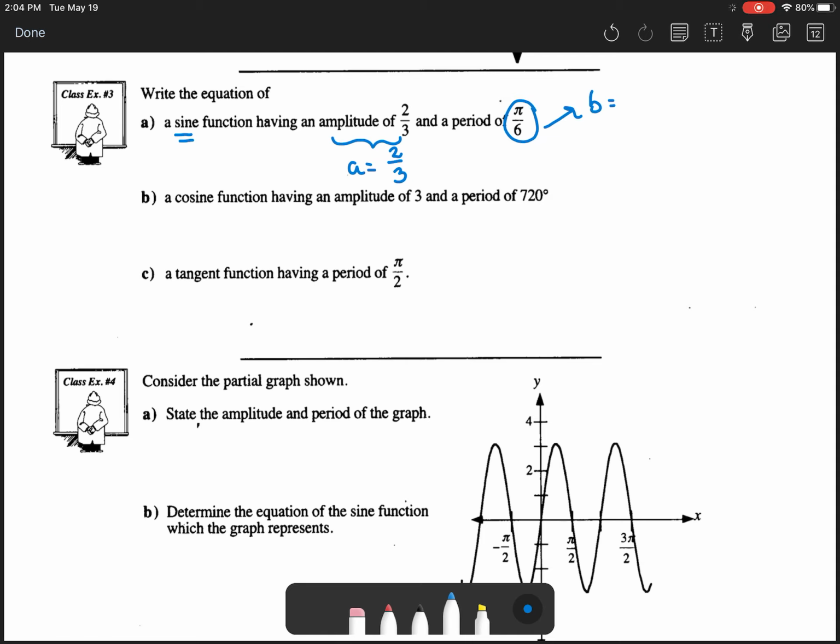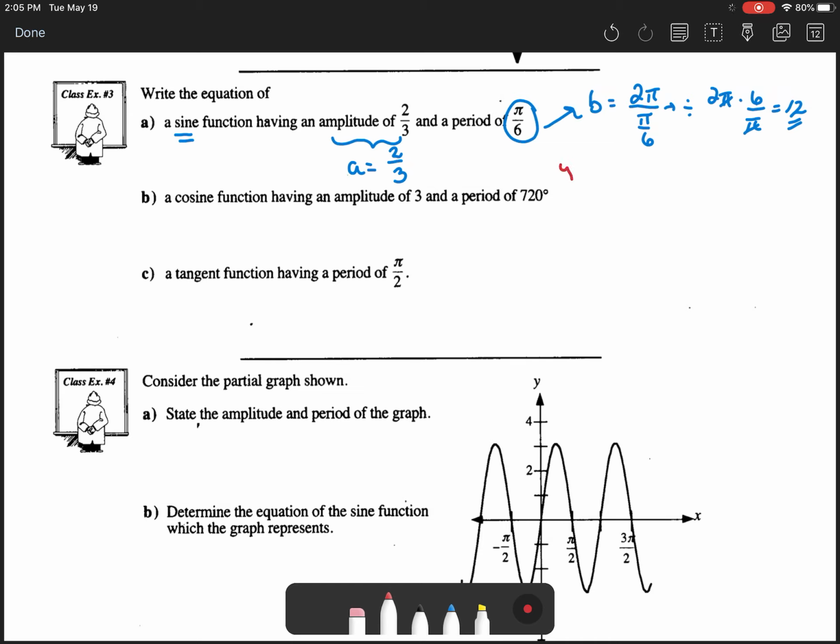Now, since I'm dealing with sine, the basic period length for sine is 2 pi. So it's going to be 2 pi over the period length. Remember, this means divided by. So this is like going 2 pi times 6 over pi. The pi's will cancel. 6 times 2 is 12. That is your b value that you're going to put into the equation.